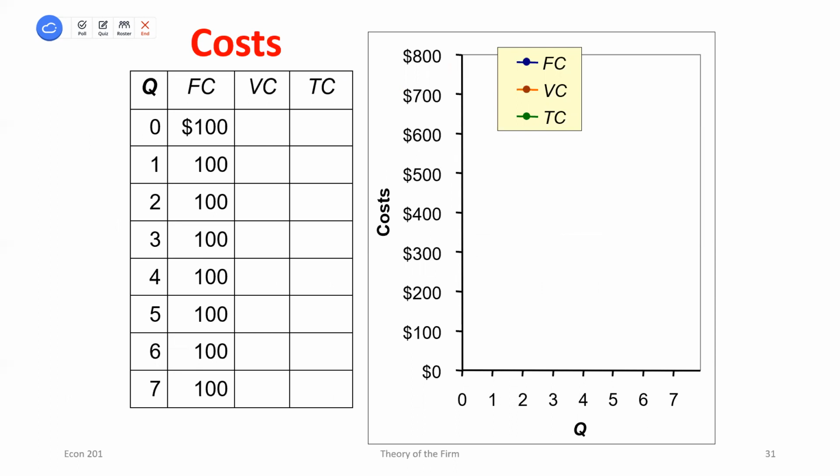So let's think about these different quantities. My fixed cost is always going to be the same. It doesn't matter if I produce 0 or 7 units here, I always have this fixed cost of $100. This is like the rent on the building.